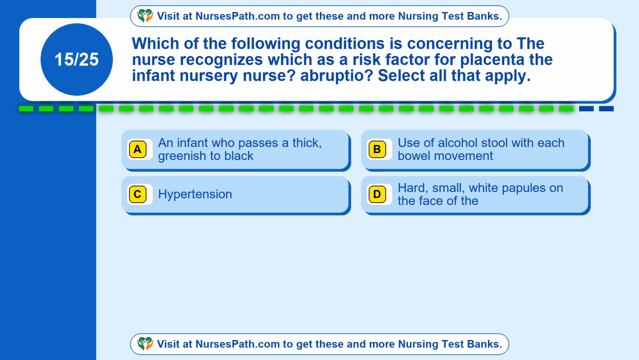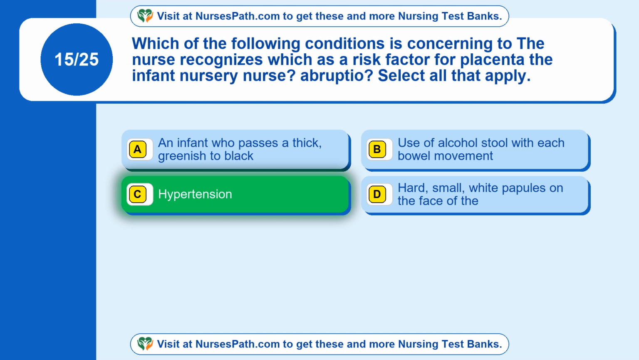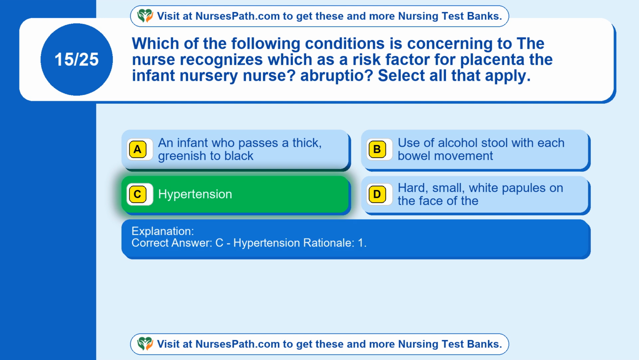Question 15. Which of the following conditions should the nurse recognize as a risk factor for placenta abruptio? Select all that apply. Option A. Use of alcohol. Option B. Hypertension. The correct answer is option C. Hypertension. Correct answer C. Hypertension.